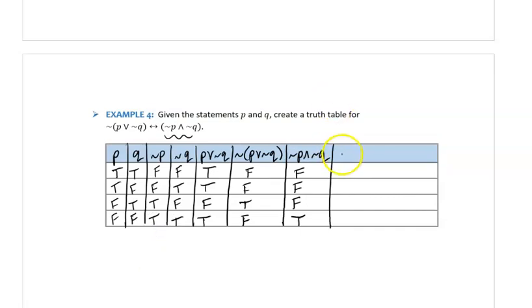Now I can finally put this together. So we have the negation of the statement P or not Q, if and only if, not P and not Q. So we're creating a biconditional statement between those columns.